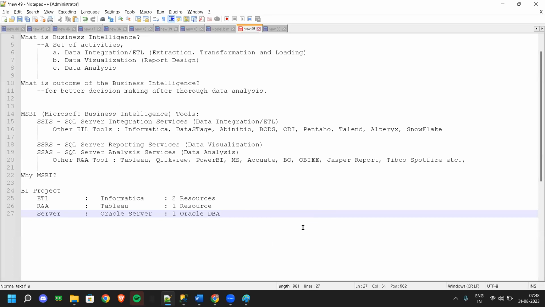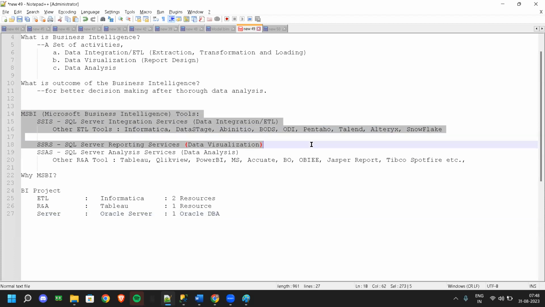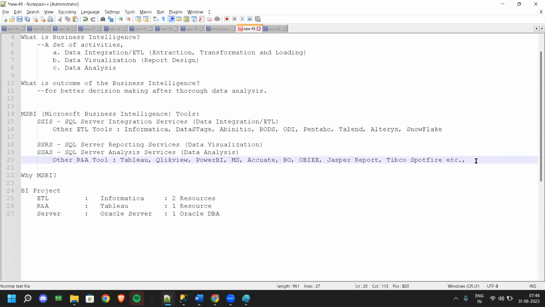Right. My bank balance is zero now, because you have to purchase everything individually, which is going to hit my cost. To avoid that, I want to go for an MSBI. Oh, is that advantageous when you go for MSBI? Yes. What is that advantage?